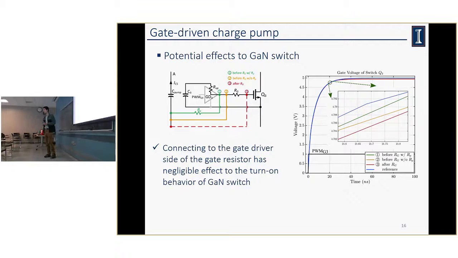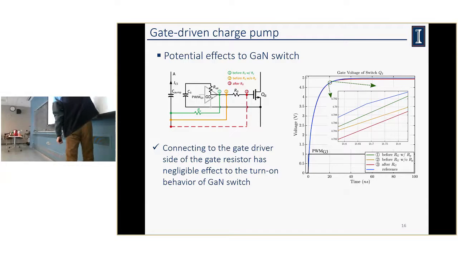A common question for this kind of method is, we use the gate terminal of the main MOSFET to do this energy transfer. Will this external circuit affect the normal operation of the main GaN switch? We did a very detailed analysis on this, and we find the answer is, this charge pump will have no effect on the operation of the main switch.